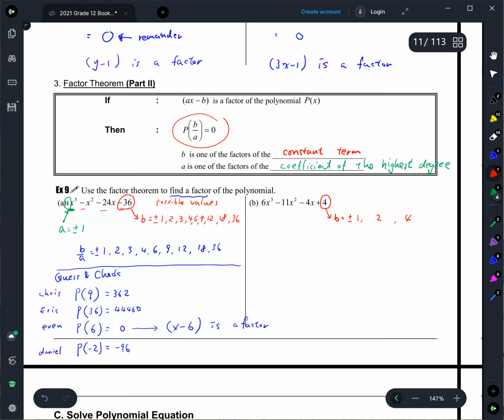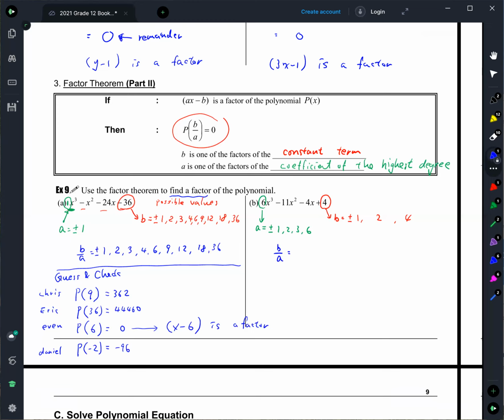All right, very good. Now for the A, Caleb, what are the choices for the A? 1, 2, 3, and 6. Yeah, very good. Remember, there could be plus minus. Now we need to get a combination of B over A. So let's start with B is 1. You could have 1 over 1, 1 over 2, 1 over 3, 1 over 6. The A are in the denominator.